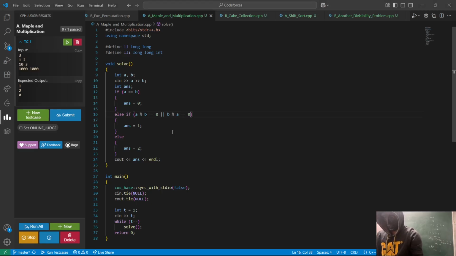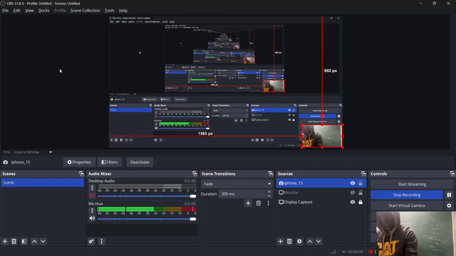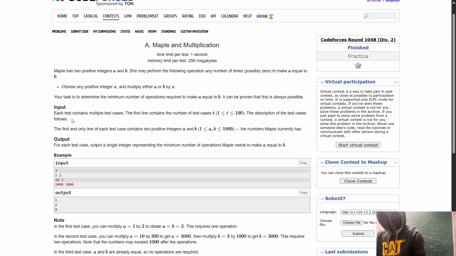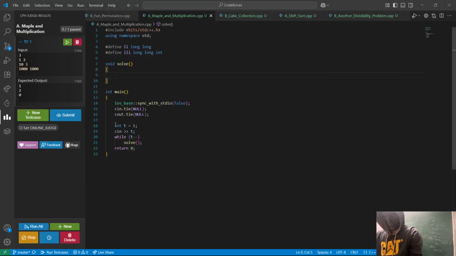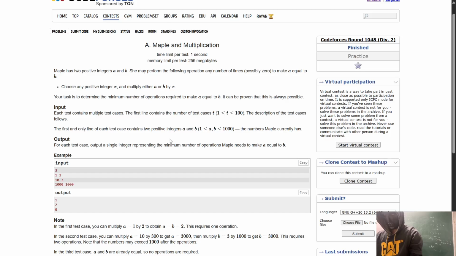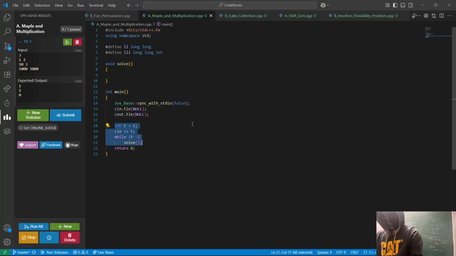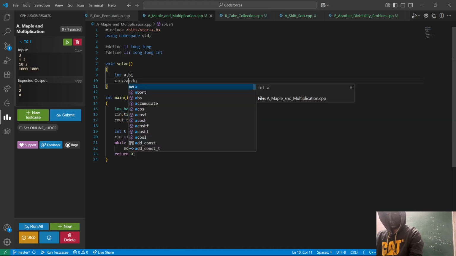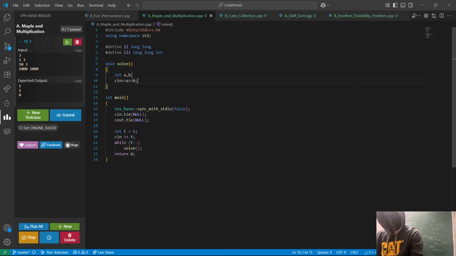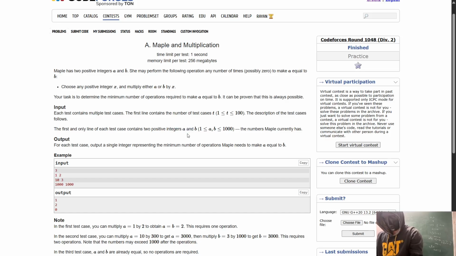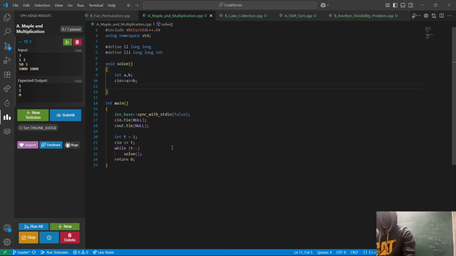So let's try to code it up. I had already coded it, but let me try to code in front of you. What we have is test cases in the input. So I have taken care of the test cases here, and for every test case we have two integers, a and b. So let me take two integers a and b and their values. Once I've taken their values, yeah, we need to find the answer.